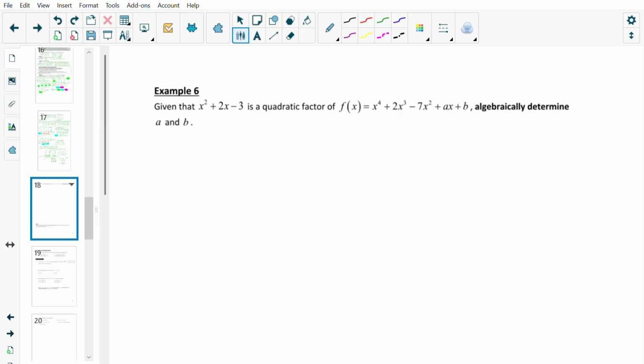Example 6. Given that x squared plus 2x minus 3 is a quadratic factor of f of x equals x to the 4th plus 2x cubed minus 7x squared plus ax plus b, algebraically determine a and b. Okay, if this quadratic is a factor of this quartic, so this is quadratic, this is a quartic function, degree 4.